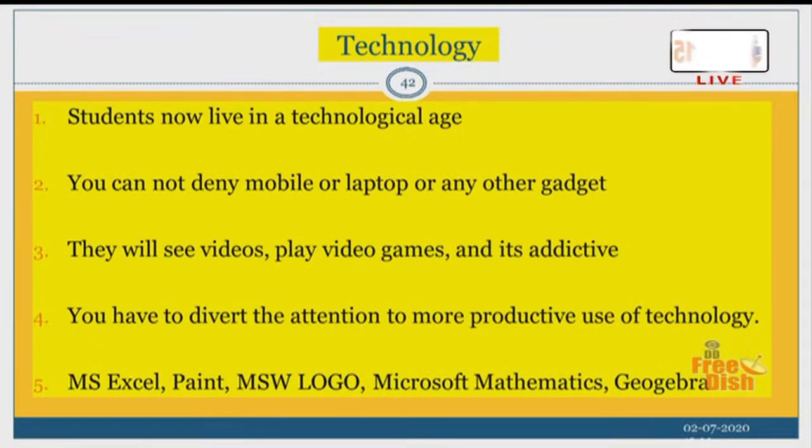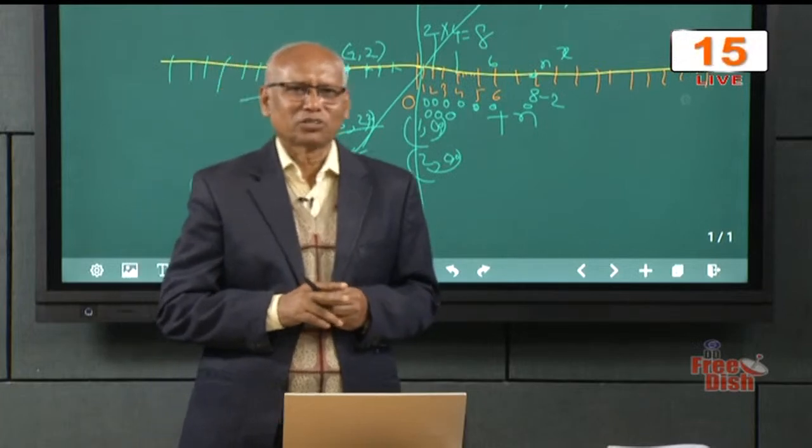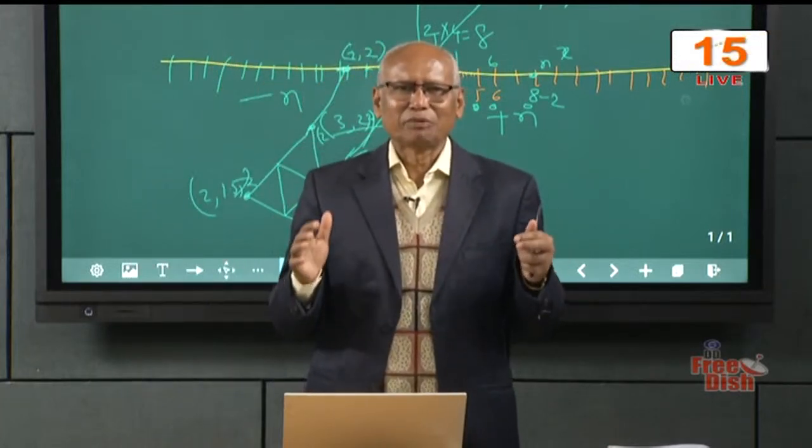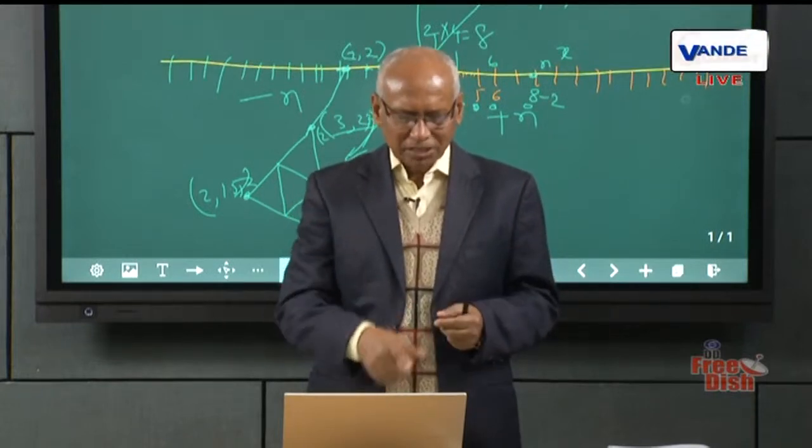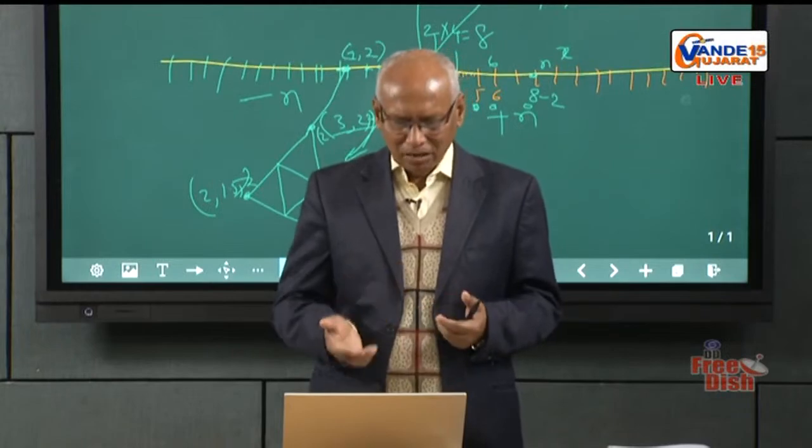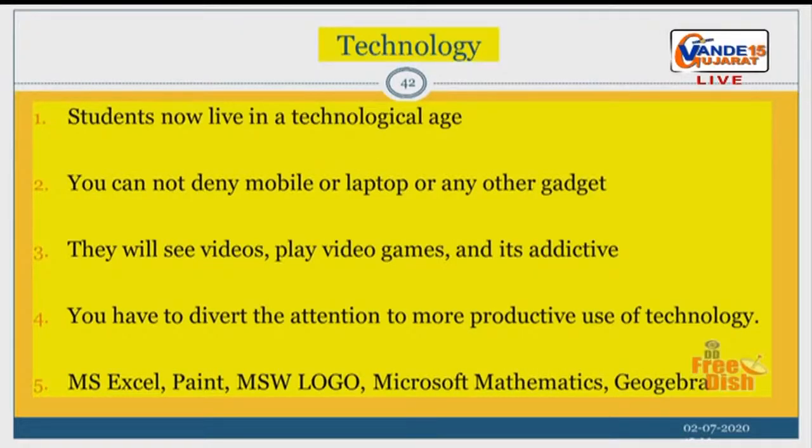the technology, what I mentioned earlier, it was very difficult for a student to go from 1 dimensional to 3 dimensional, but now we are living in a technological age. Students now live in a technological age. You have seen that you cannot deny mobile, laptop or any other gadget to them. Whatever restriction you impose, many schools do not permit mobile, laptop yet in their schools, but like that we cannot manage the show. We have to allow it and we have to take advantage of it. And third point, I have seen they will see videos, they will play video games, and it can be addictive.